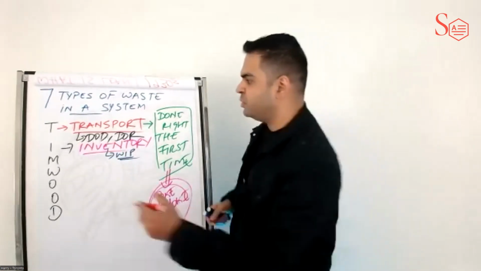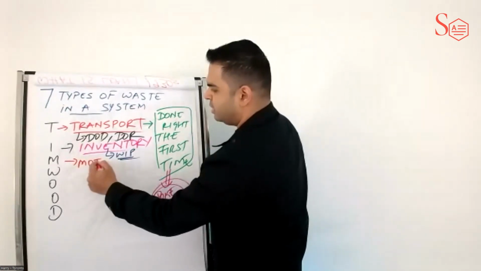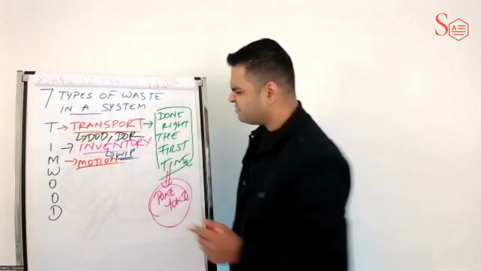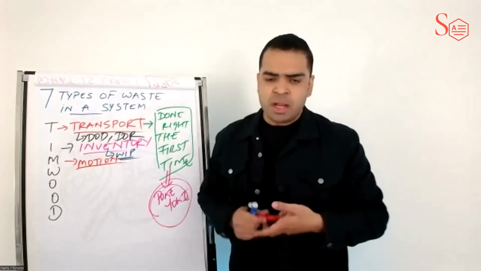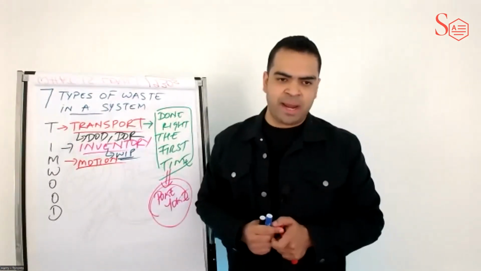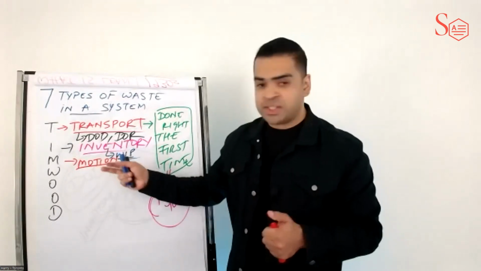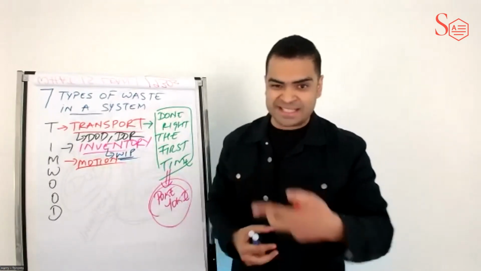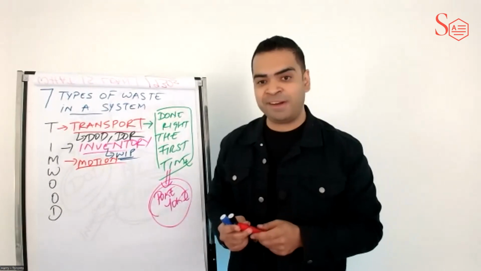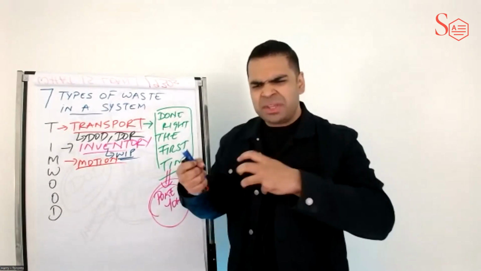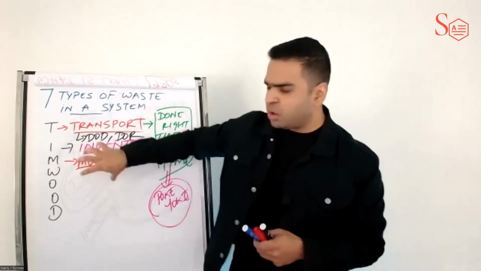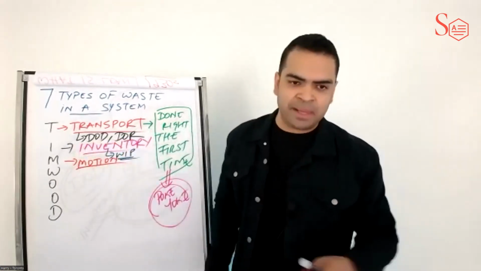M refers to motion. Now, what is the difference between transport and motion? The way Lean described these forms of waste, motion was referring to human motion, physical motion that people would often have to go through to be able to get something done. Now, there is no direct implication of motion, or less direct implication of motion.